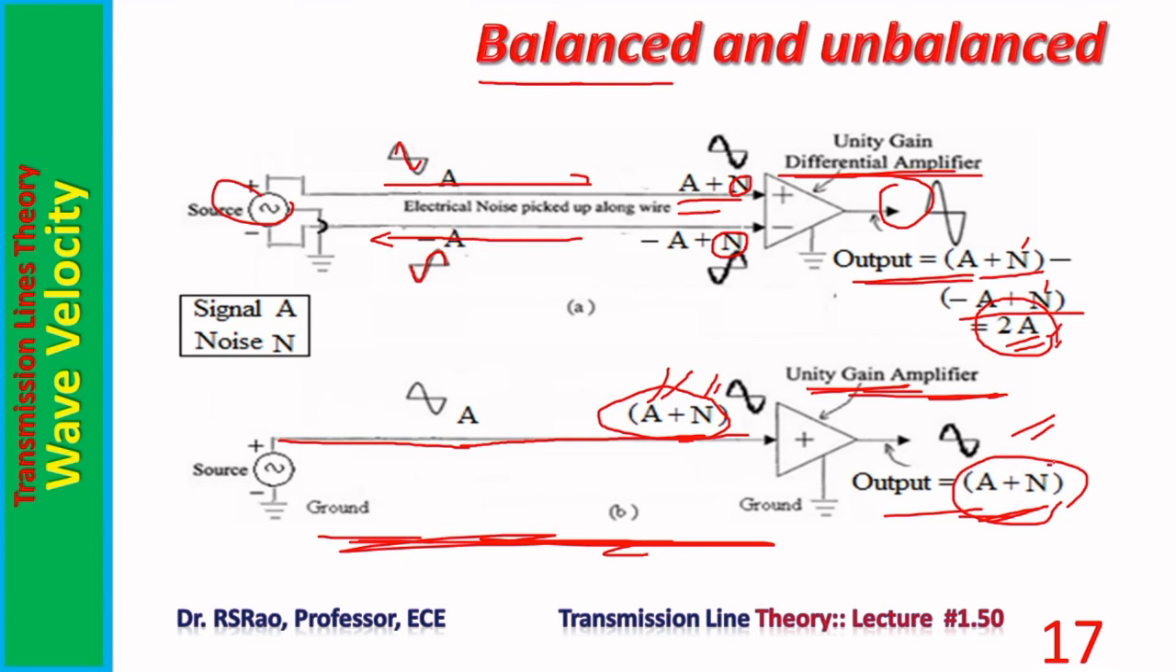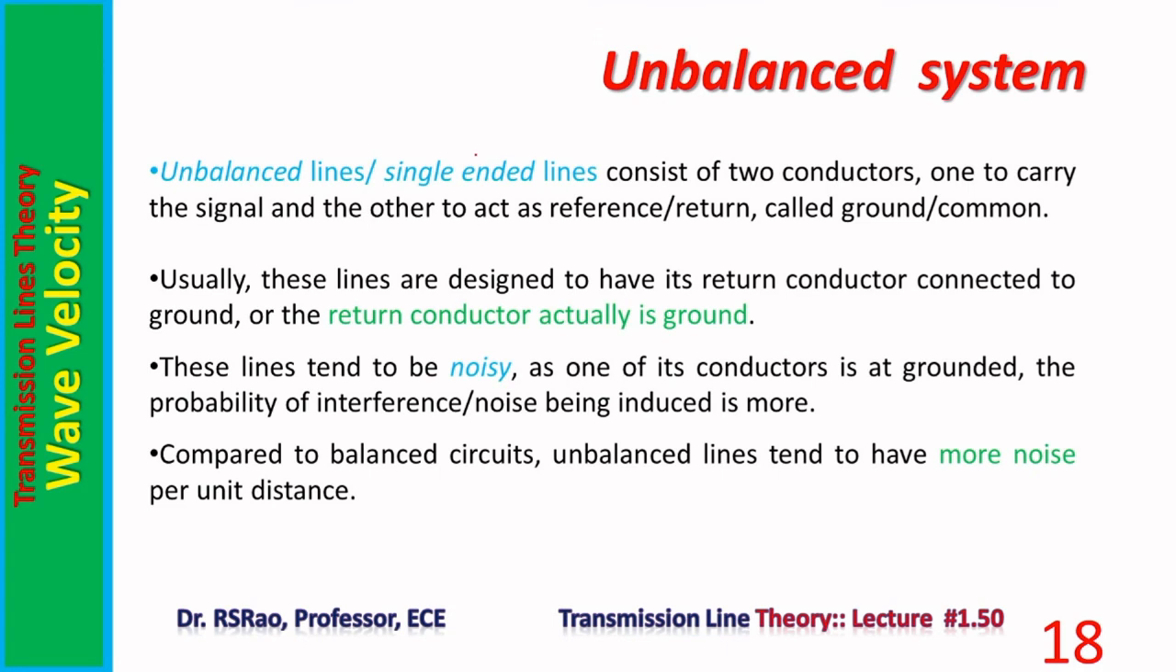Now, how to remove this noise? It's a big problem, a serious problem. So normally, unbalanced systems are used when noise is not a serious problem. For example, in the case of small distance communication, or where noise is not a problem. There are applications where noise is not that serious a problem. In such cases, unbalanced operation is used. Unbalanced lines are single-ended lines. Some information regarding the unbalanced system.